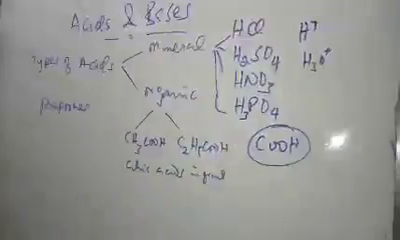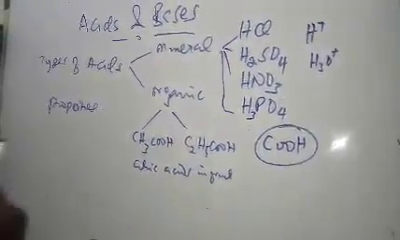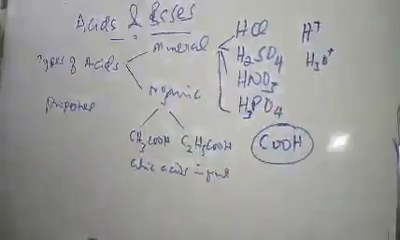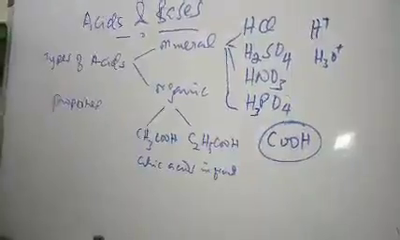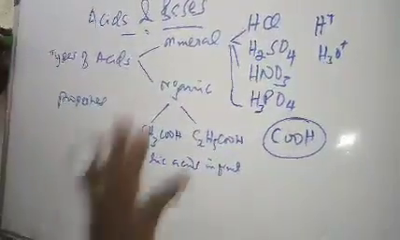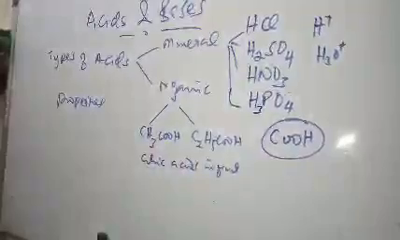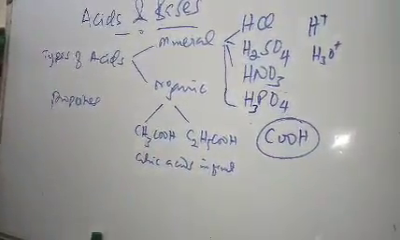We have our tetraoxosulfate VI acid, which is the sulfuric acid. We have our nitric acid, which is trioxonitrate V acid. We have our phosphoric acid. These are examples of mineral acids, and generally they are more corrosive, they are more aggressive in their action on bases or any other substances.